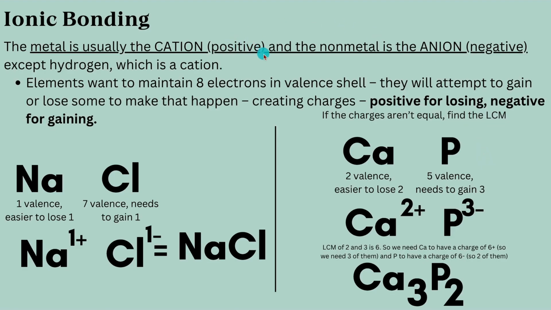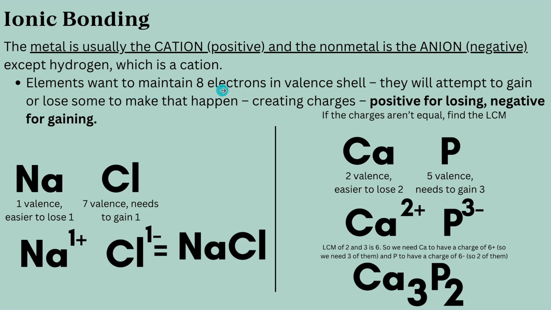So let's talk ionic bonding. It happens between metals and non-metals. The metal is a cation that will lose the electron. The non-metal is an anion that will gain it. Hydrogen is the only non-metal that is going to be a cation.